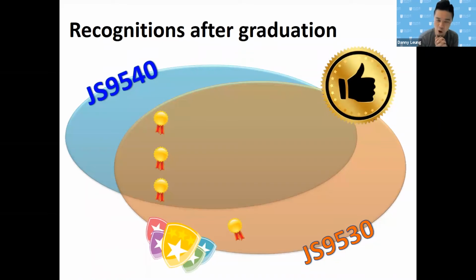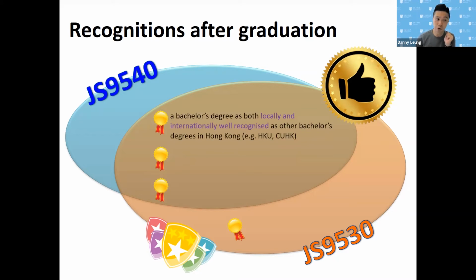Many of you would be interested in knowing the public recognition, or how the 2 degrees would be recognized by society or by different professional bodies in Hong Kong. And here comes this page, this information. If you study either 9540, the English single degree, or JS9530, the English double degree, you will be able to get a bachelor's degree, which is both locally and internationally well recognized as other bachelor's degrees offered by other universities in Hong Kong.